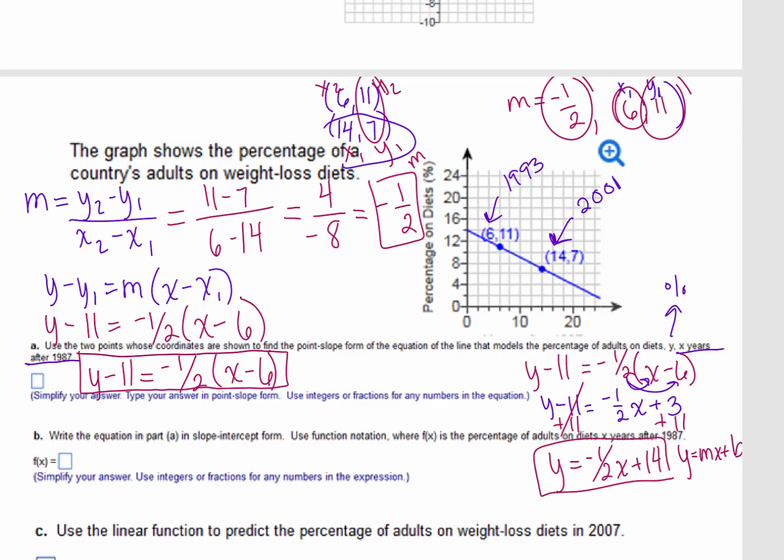Now, when you enter this into the box, notice that it says write the equation in part A in slope-intercept form, and they have f of x. Do not get confused: f of x is the same thing as your y. So in the box, you would just put negative 1/2 x plus 14.